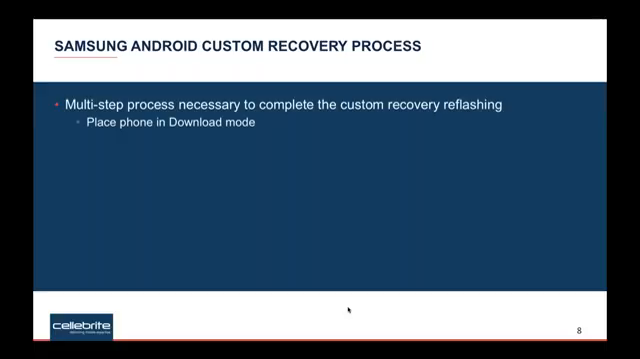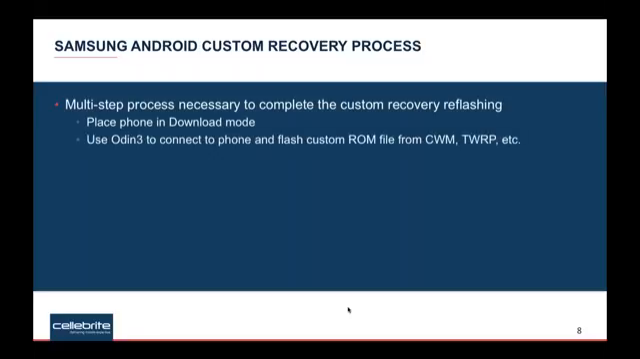The first step involves putting the phone into download mode, and there are a variety of ways to do that. You can either use special cables from Cellebrite, or you can do a key combination on the device with the volume buttons, the power button, and the home button. Next, a tool called Odin 3, which is actually a Samsung product that was leaked into the public hacking community a few years back, is used to flash the custom read-only memory file produced by these CWM or TWRP groups.